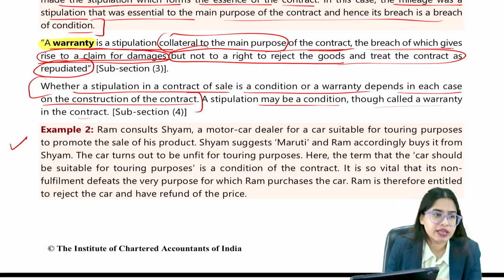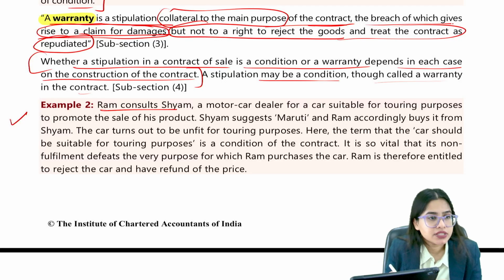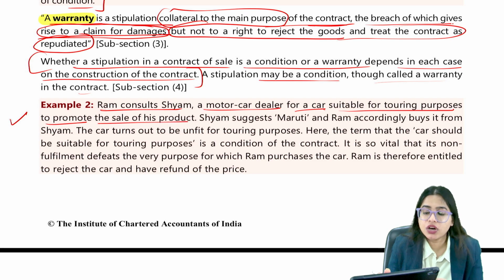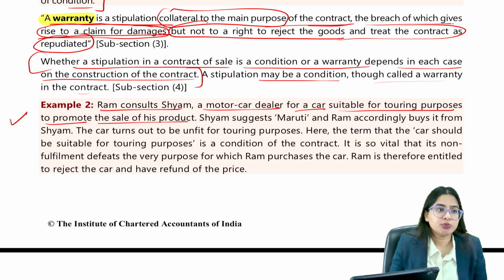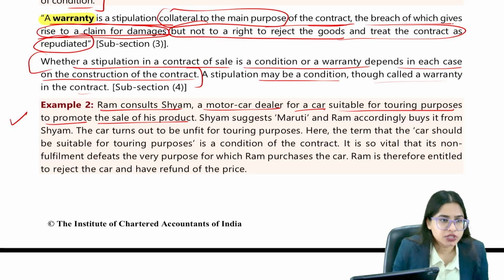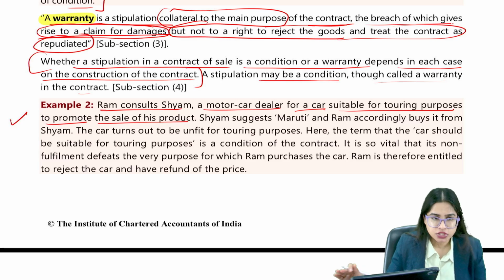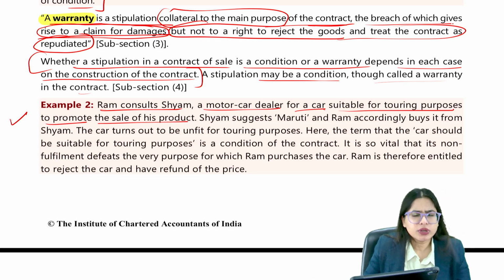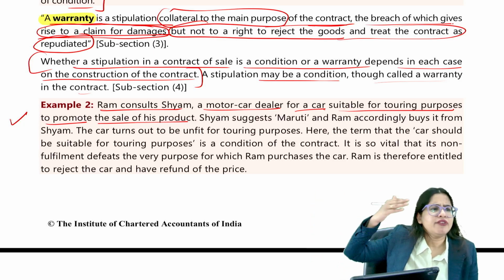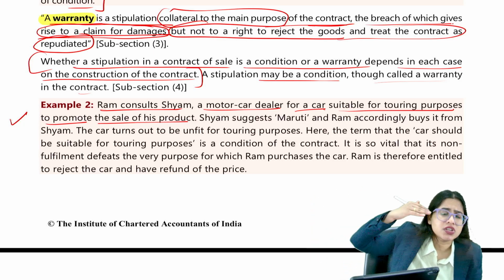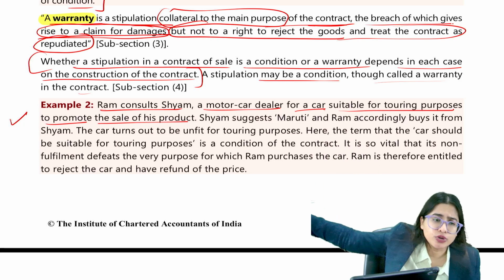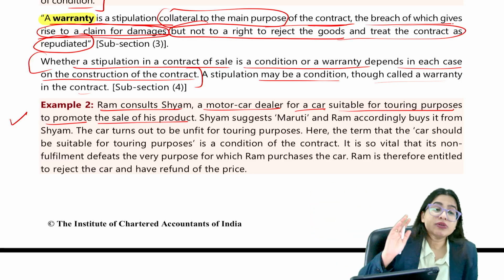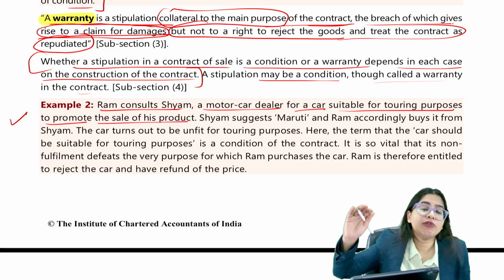Now, one example of warranty is given. For example, Ram consults Shyam, a motor car dealer, for a car suitable for touring purpose to promote the sale of his product. So here Ram said to Shyam that I want to purchase a motor car. That car should suit the touring purpose. Touring purpose means I have to travel a lot. Let's say from Chhattisgarh to Bihar, Bihar to Delhi, Delhi to Bangalore. I have to do road travel a lot. So suggest me a car which is suitable for touring purpose.